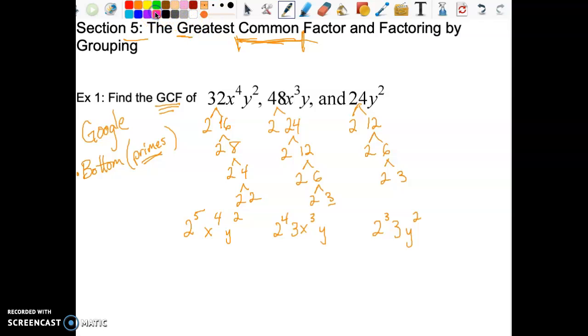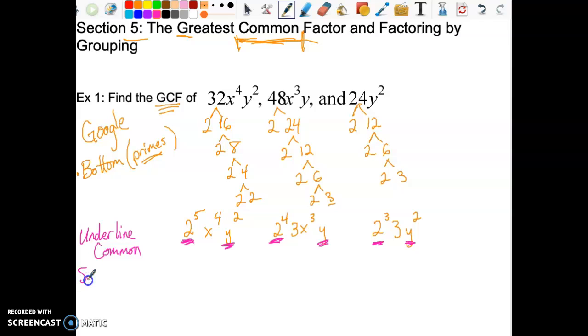I like to go through and just maybe circle, maybe underline, I don't really know, the common terms. You see how each one of these has a 2? And let's see, this has an x. This one has a 3 and an x. This has a 3 and a y. Okay, so neither 3 nor x are in common, but every one of them has a y as well. And what you want to do is underline the common things or identify them. Sometimes I circle them.